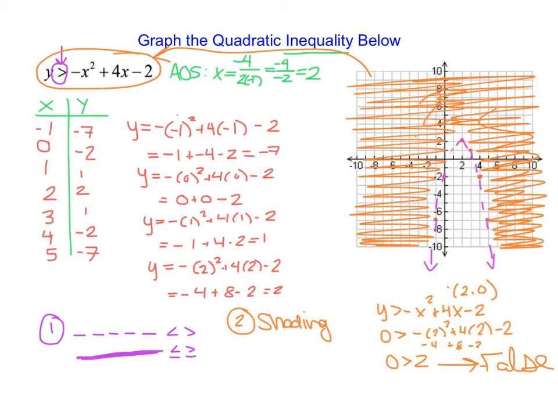So as you can see, this is very similar to graphing the equations. It just has 2 additional steps of thinking through what type of line you're going to use, dotted or solid, and then finding which direction you are going to shade.